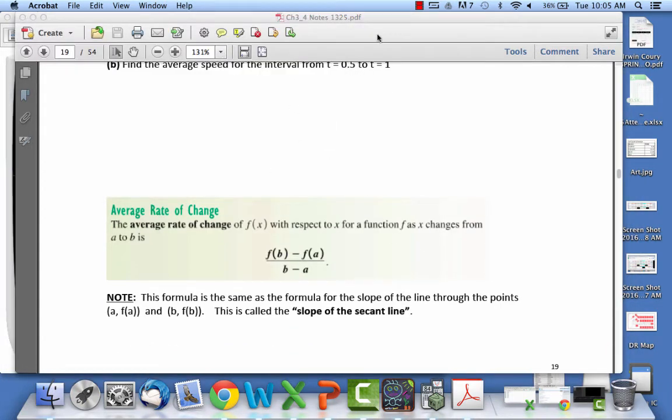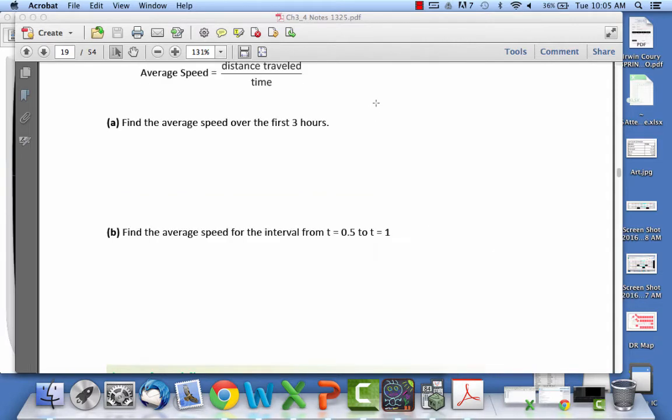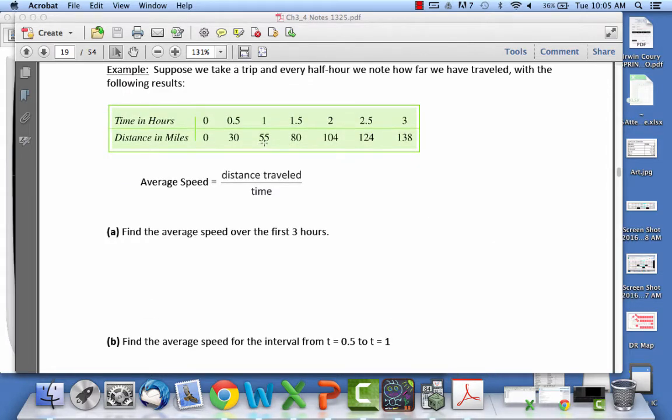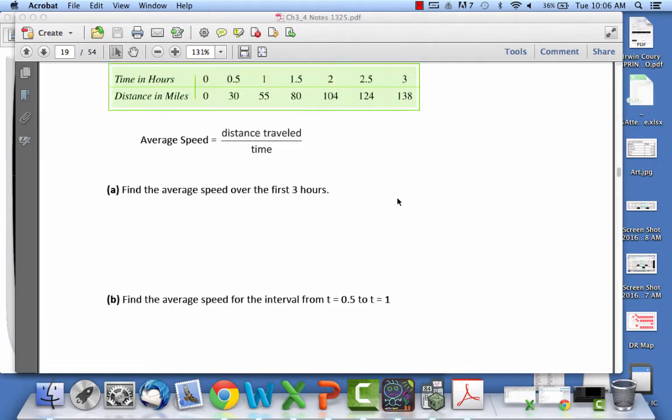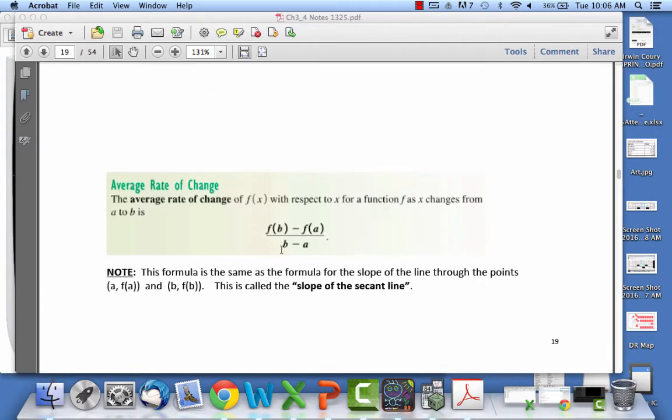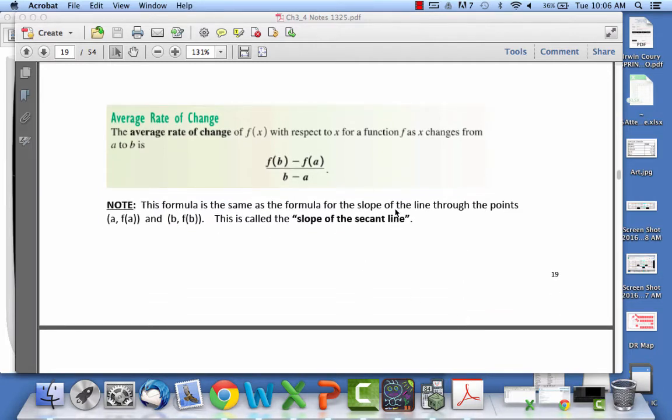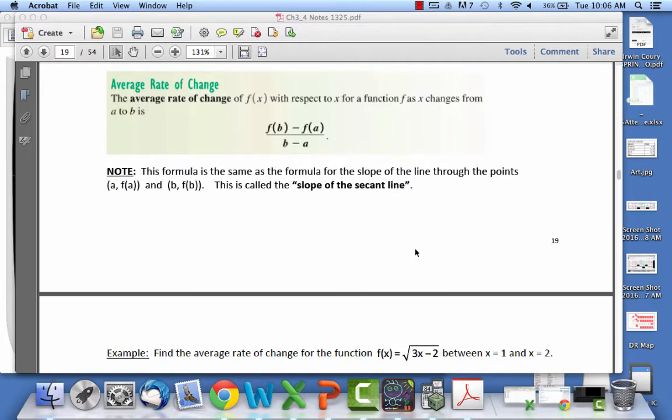So the one that we just did then, we had, I shouldn't have deleted that yet. We had the function value at 1, 55, minus the function value at a half, 30. So f of the endpoint minus f of the beginning point. And then we had 1, our end time, minus 0.5, our beginning time, which is our endpoint minus our beginning point. So this is the slope of the secant line.